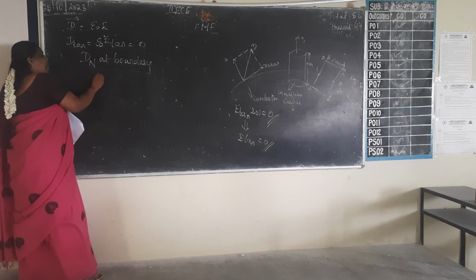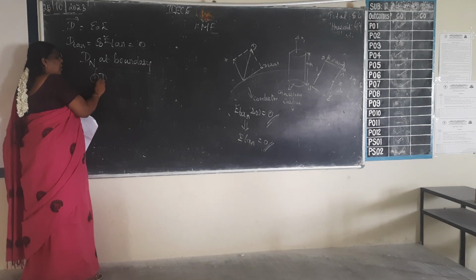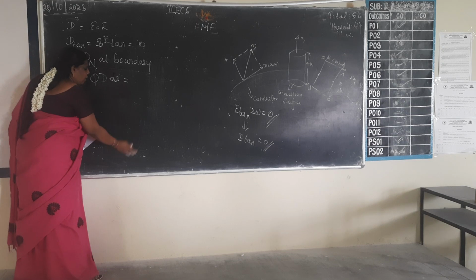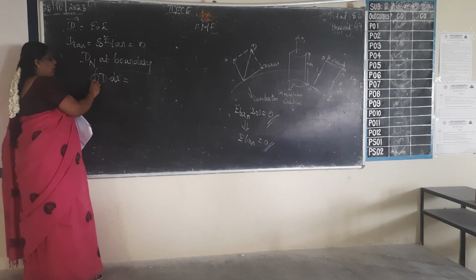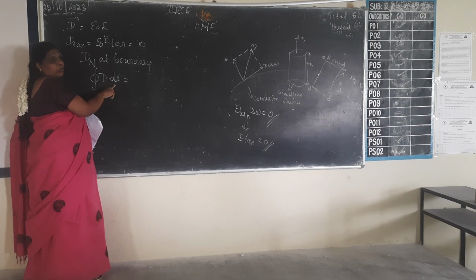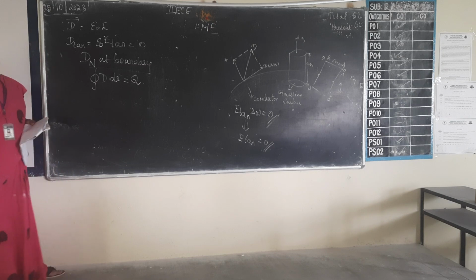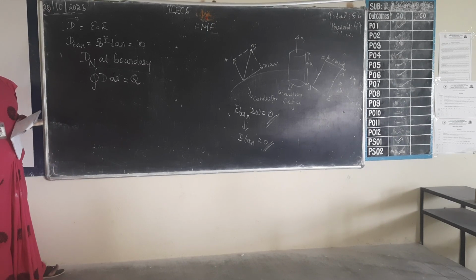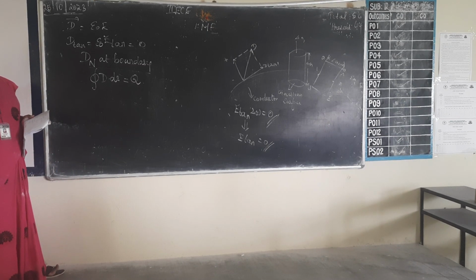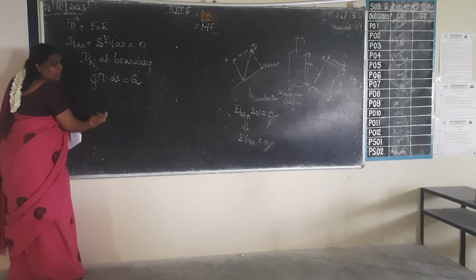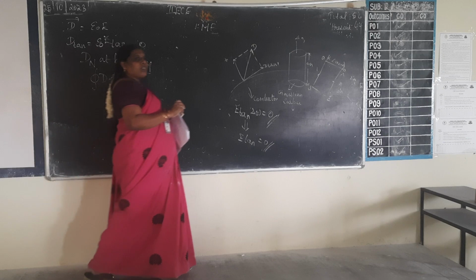Right? You know Gauss law? Please complete. What is Gauss law? Surface integral of D dot ds is equal to Q, the total charge. Students, you are going to write your example next week. Surface integral of D dot ds is equal to Q.